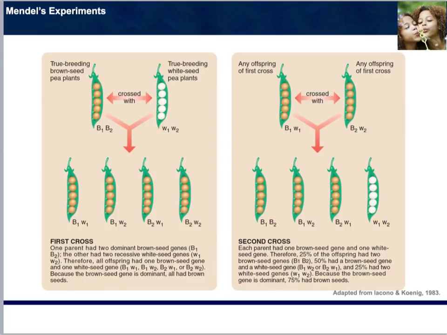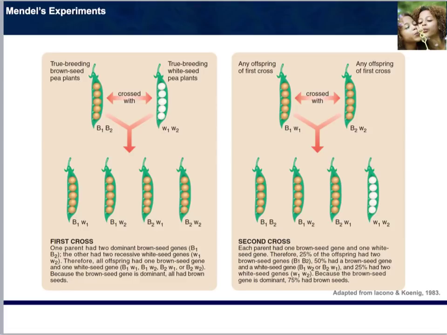Mendel repeated this experiment many times with various pairs of dichotomous pea plant traits, and each time the result was the same. The dominant trait appeared in all of the first generation offspring. The recessive trait appeared in about 1/4 of the second generation offspring.